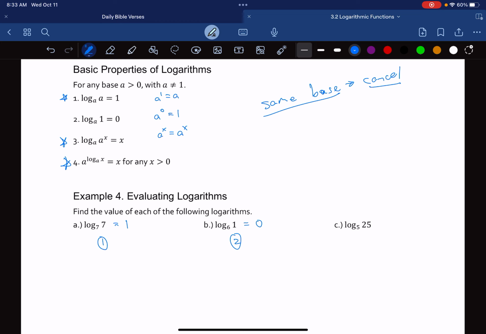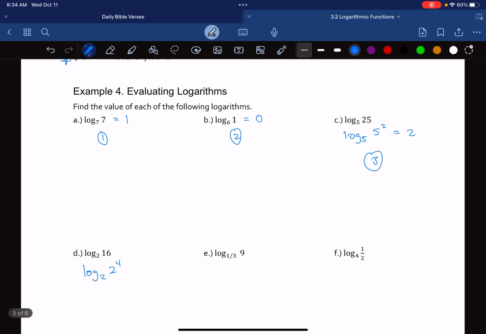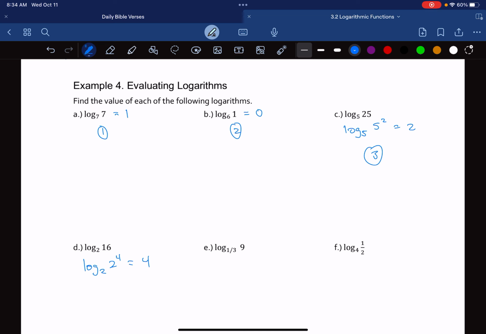If we look at C over here, we can rewrite this as log base 5 of 5 squared, because 5 squared is 25, and this is rule 3, which is just going to then equal 2. So that's rule 3. All right, if we go down here to D, log base 2 of 16, here we can rewrite this as log base 2 of 2 to the 4th. Again, this is rule 3, and it's just going to equal 4. So that was rule 3 again.